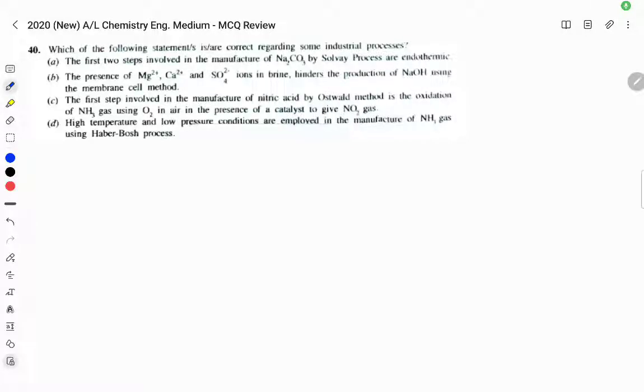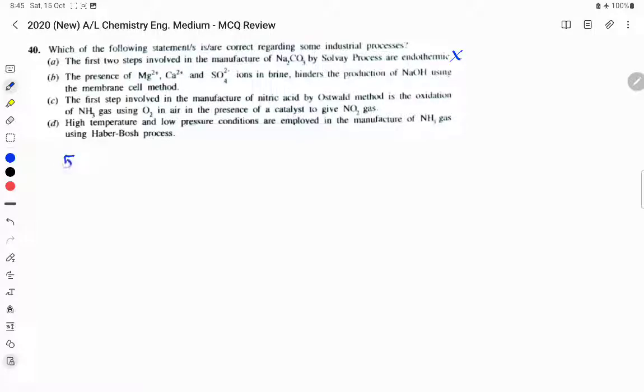Question number 40. Which of the following statements is or are correct regarding some industrial processes? Statement A. The first two steps involved in the manufacture of sodium carbonate by Solvay process are endothermic. That is actually wrong. These are the 5 steps.